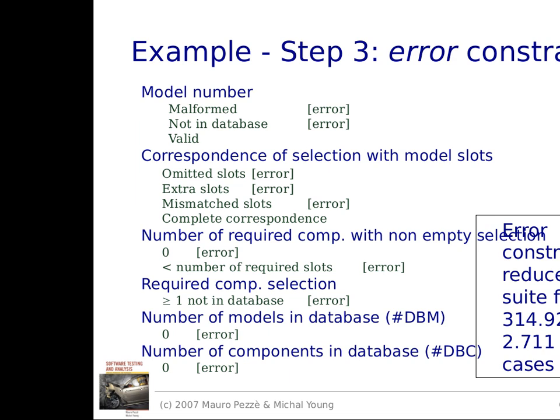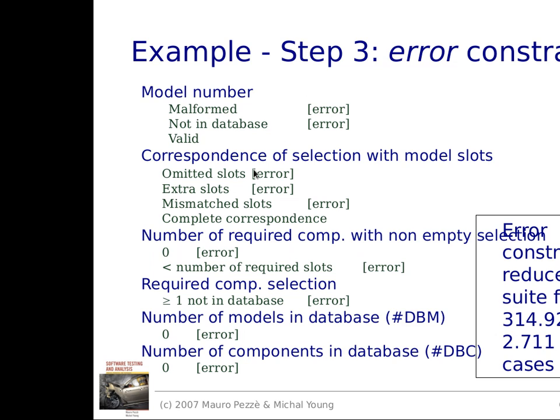So if the model number is malformed, that's an error, you're done. What this means is, once it's a malformed model number, you don't need to test for a number of omitted slots or complete correspondence or number of slots, et cetera, et cetera. You don't need a test for anything else. You just need one test for malformed model number, done.